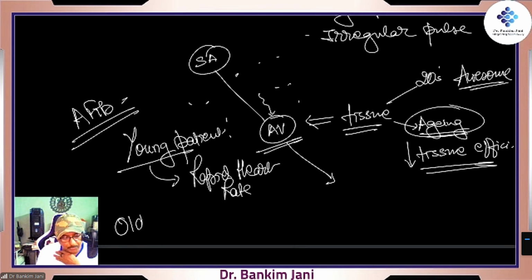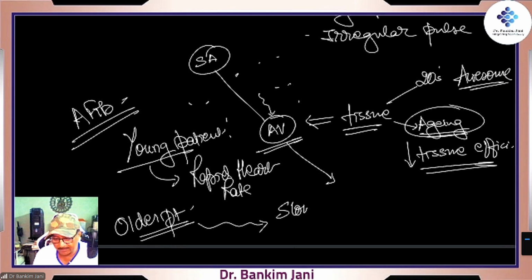In the case of older patients, the AV node is now not transferring the impulses at such a good pace. So what would happen? Slower heart rate.